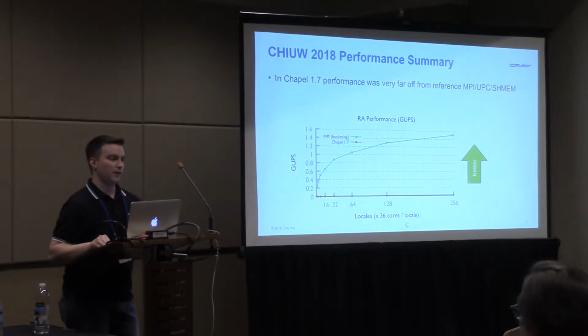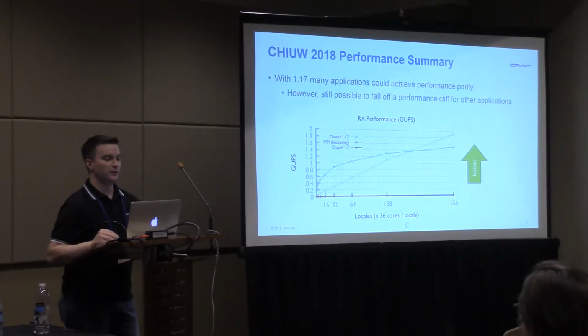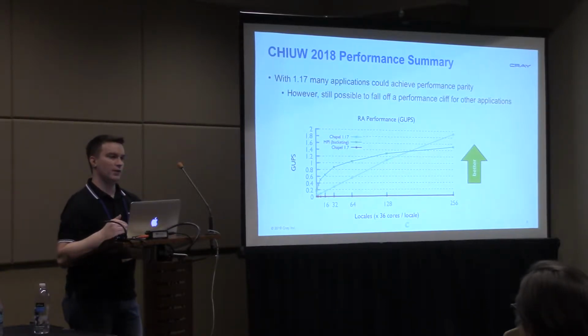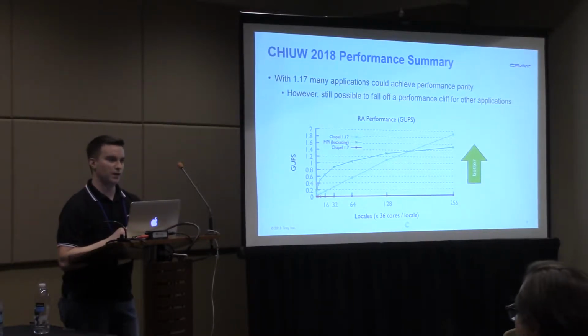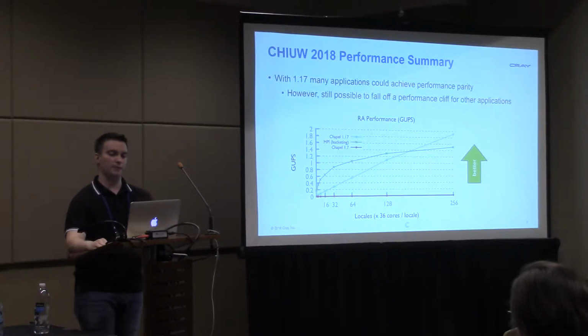And then after the 5-year push of improving performance, this is where we ended up with RA. Many applications, including RA, can now achieve performance that's on par, or in this case actually outscaling the MPI version at 256 nodes, roughly 10,000 cores. But as we've seen already, there are still performance cliffs. So this is where we left things off last year at the end of CHU 2018.